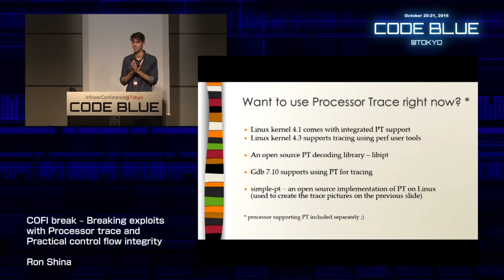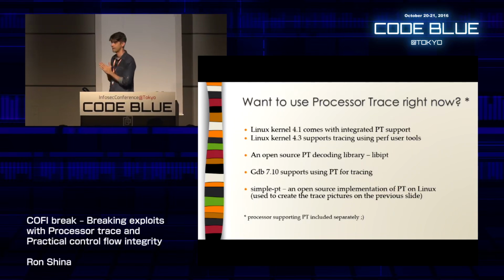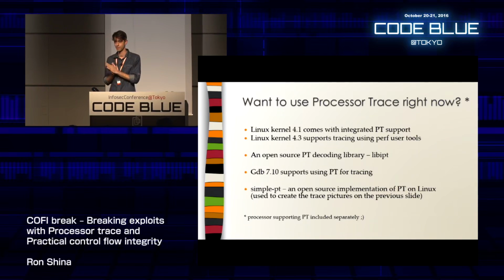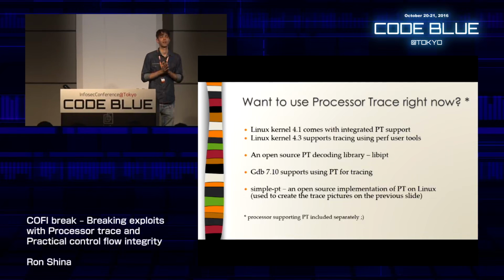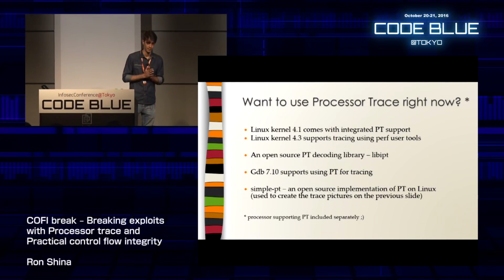So what if you want to use Processor Trace right now? Well, Linux kernel 4.1 already has the support. That means the kernel code to turn on those processor features, which are privileged. In kernel 4.3, it's already integrated with the user tool perf. So you could just run it easily from a command line. Also, if you just want to decode the packets, Intel has an open source library for that called libipt.